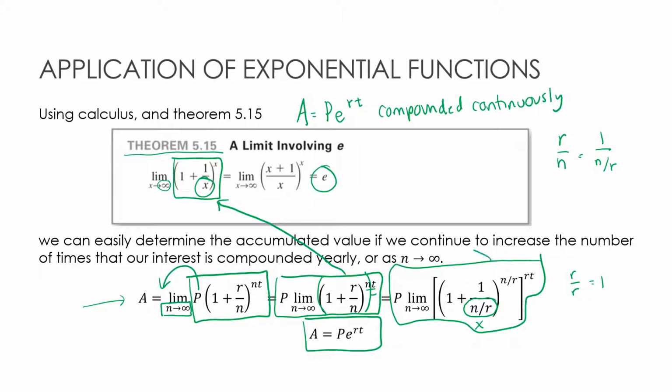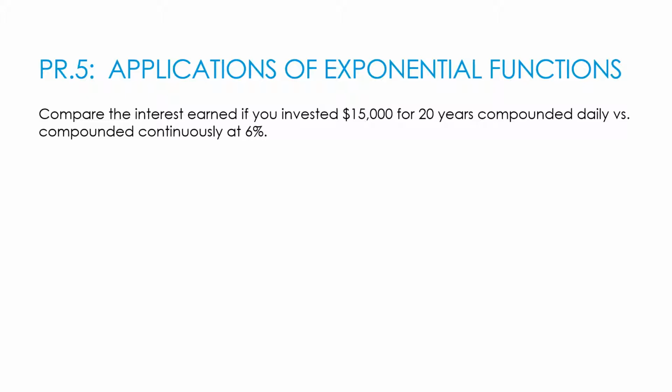Well, now as you can see, it does fit this format. So I can replace all of this guy with e. So that's where I get P on the outside, all of this guy is e, and then to the rt. So that's where that formula or function for interest compounded continuously came from. So again, the types of questions you will get will not really be calculus questions. They'll be questions like you had in MA 102.